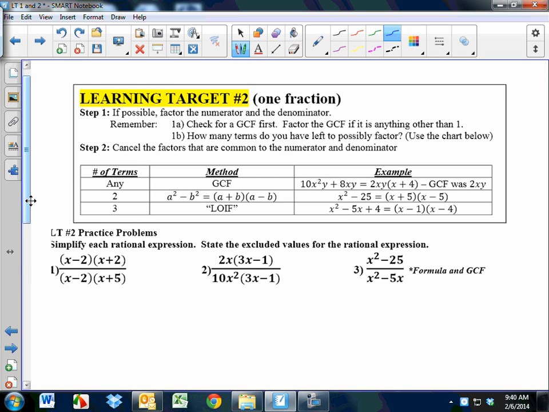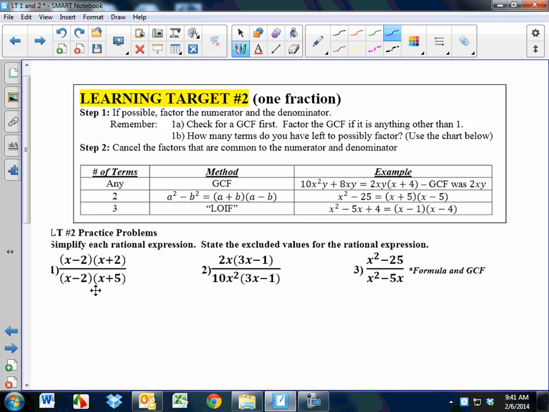You got to remember the word factor. The things that you can cancel are factors. So I've reminded you here in this box how to factor things from our polynomial unit and our quadratic unit. But let's take a look at number 1. Simplify each rational expression and state the excluded values.